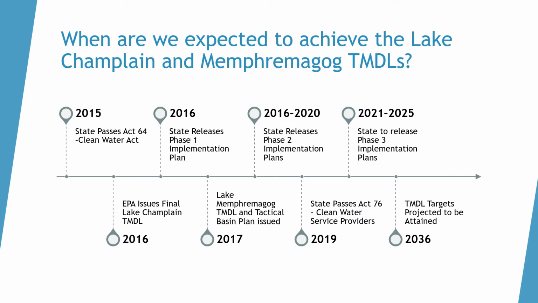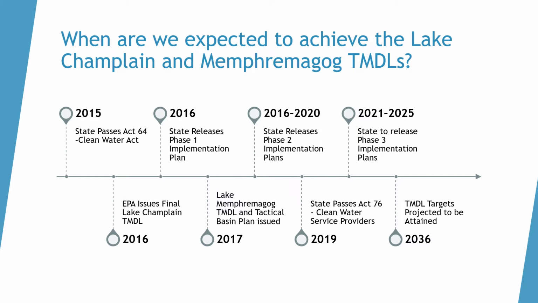The Lake Champlain and Memphremagog TMDLs have each been established over a 20-year timeframe in order to meet their respective pollution reduction targets. Here's a timeline that shows notable events that demonstrate the state's commitment in meeting both TMDL target reductions over that 20-year timeframe. In 2015, Vermont's legislature passed the state's Clean Water Act, or Act 64. Then the revised Lake Champlain Phosphorus TMDL Phase 1 plan was approved by EPA in 2016, and subsequent tactical basin plans have been developed that represent the TMDL Phase 2 implementation plans.